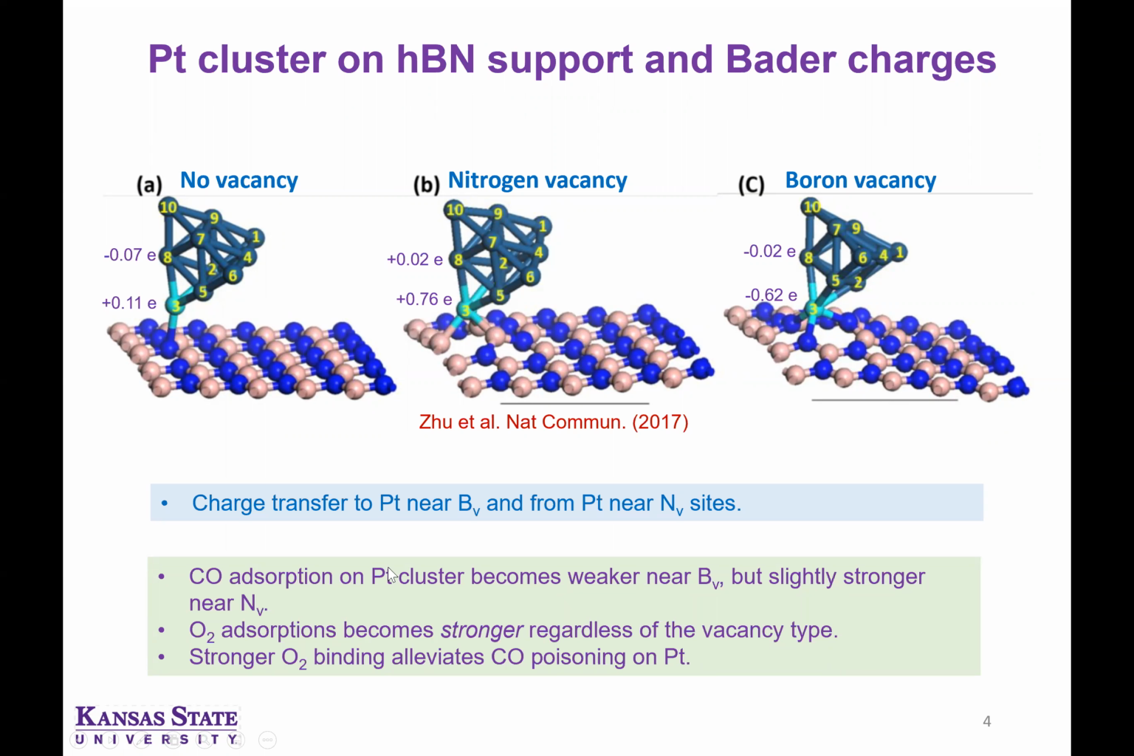Based on DFT calculations, the binding of CO becomes a little bit weaker near the boron vacancy, but slightly stronger near the nitrogen vacancy. We also noted the binding of O2 gets a little bit stronger regardless of the vacancy type. And the stronger O2 binding actually will alleviate CO poisoning and thus promote the CO oxidation conversion to CO2.